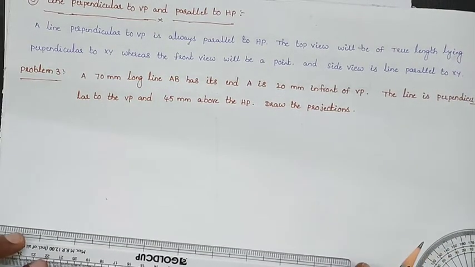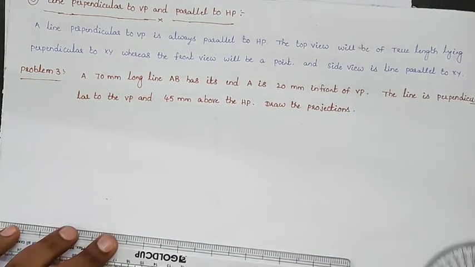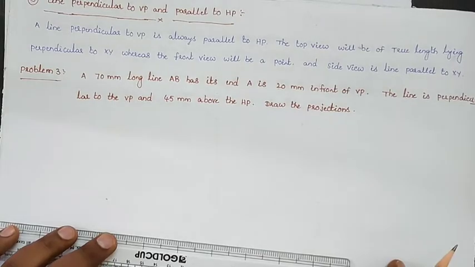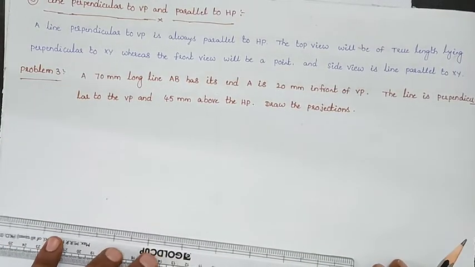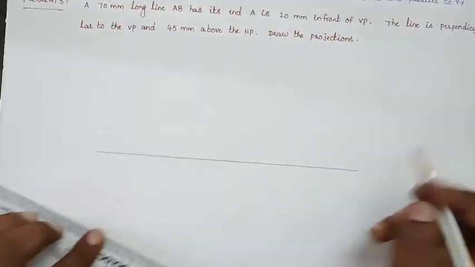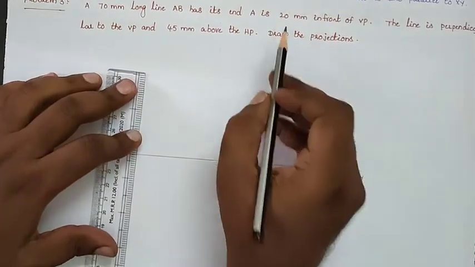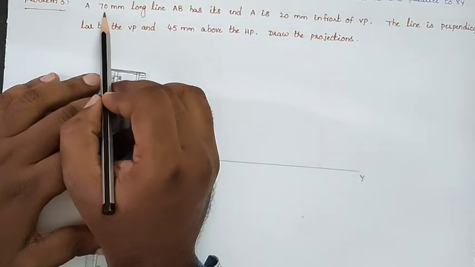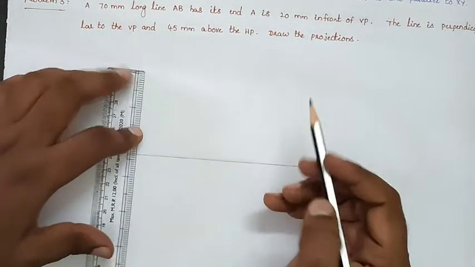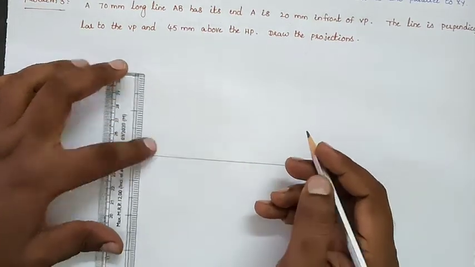They are giving that a 70 mm long line AB has its end A 20 mm in front of the VP. The line is perpendicular to the VP and 45 mm above the HP. So first of all we will draw the reference line. After drawing the reference line, draw the projection of point A. The true length of the line is 70. Projection of point A is 20 mm in front of the VP and 45 mm above HP.